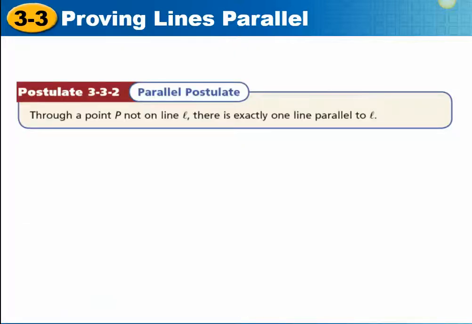This is a nice little teeny tiny postulate saying that through point P, here, not on line L, there's exactly one line parallel to L. Well, let's see. Parallel to L means that they'll never intersect and they'll always be the same distance apart. There's only one line through that point that would be parallel to L.